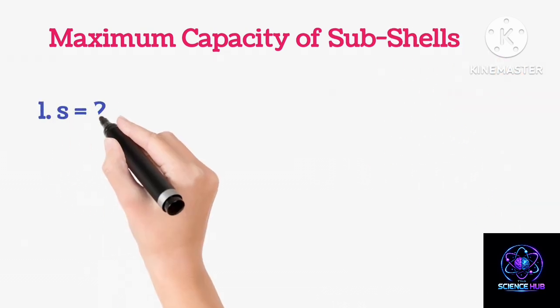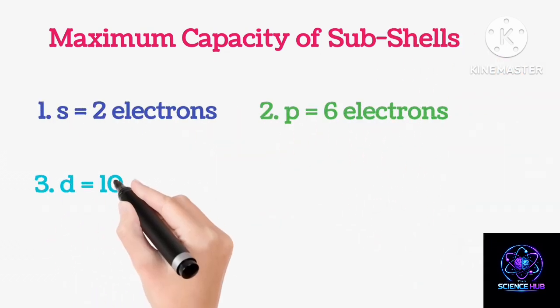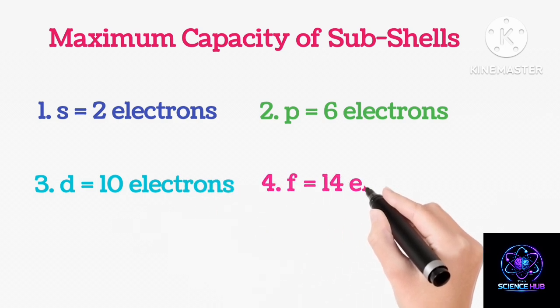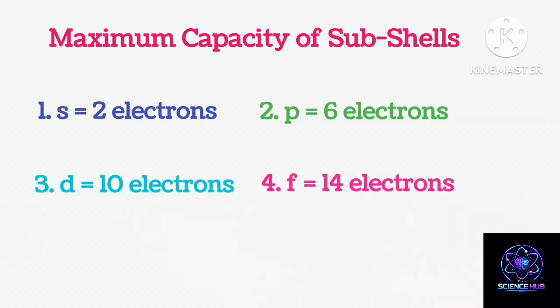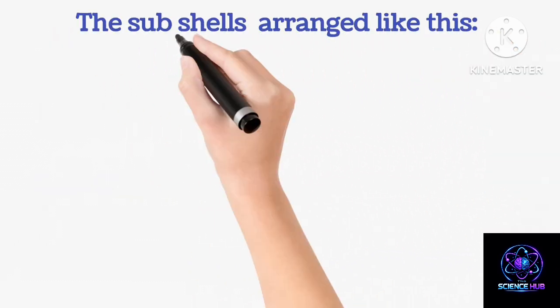Subshells also have specific capacity to hold electrons. S subshell can hold maximum of 2 electrons. P subshell can hold maximum of 6 electrons. D subshell can hold maximum of 10 electrons. F subshell can hold maximum of 14 electrons. These subshells are arranged like this.